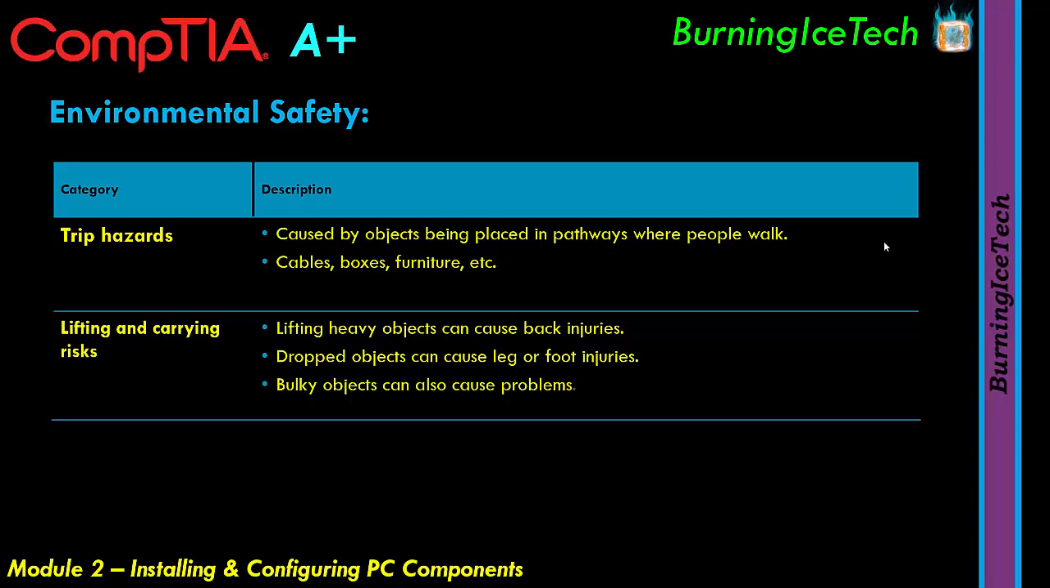So you can see there, they mentioned cables, boxes, furniture. I highly doubt that you guys are going to be putting boxes and furniture and stuff in the way. It's possible, but it's more than likely going to be something IT related, like a cable of some kind. That one sounds plausible. Then they mentioned lifting and carrying risks.